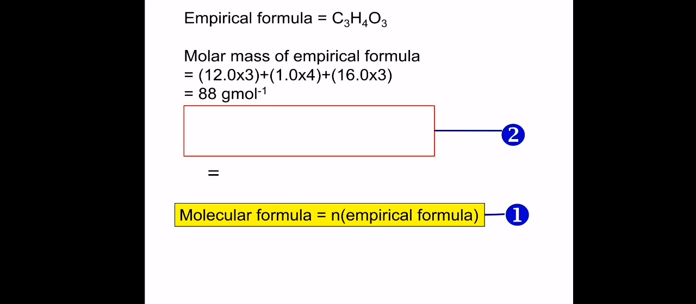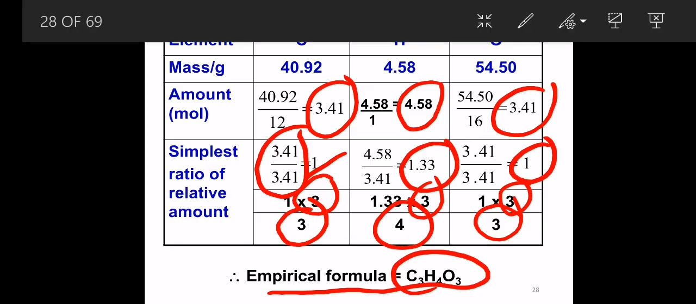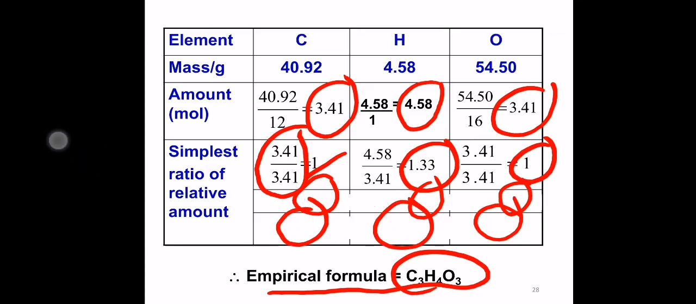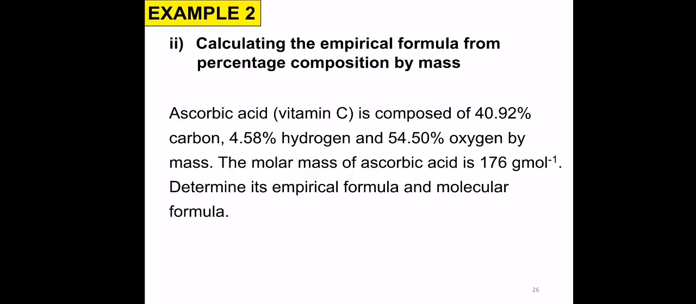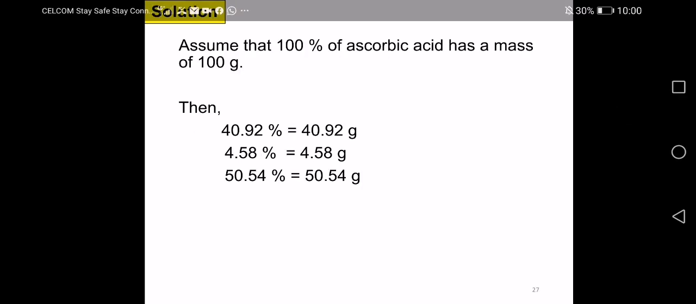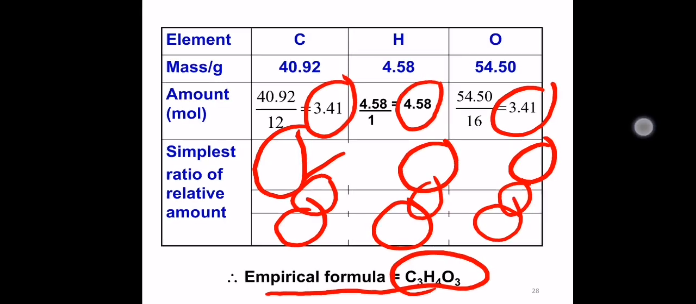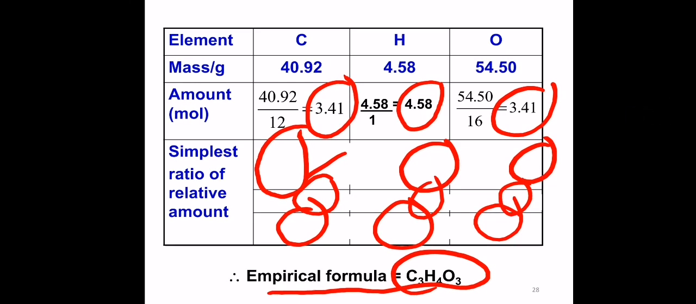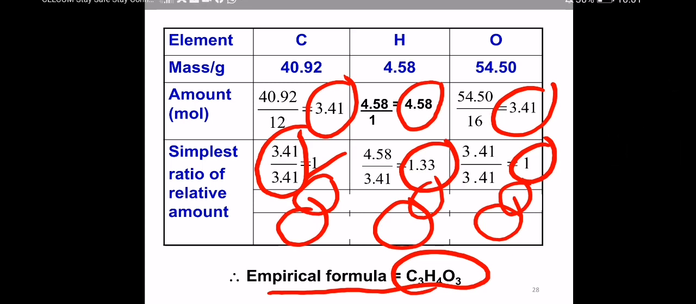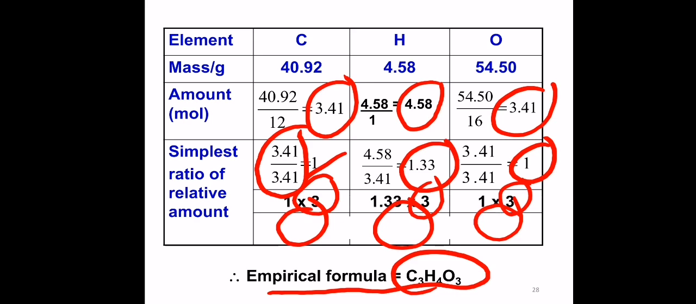Alright, and then next one, the molar mass. What was given earlier? Okay, so given 176 gram per mole, the molar mass of ascorbic acid, right?